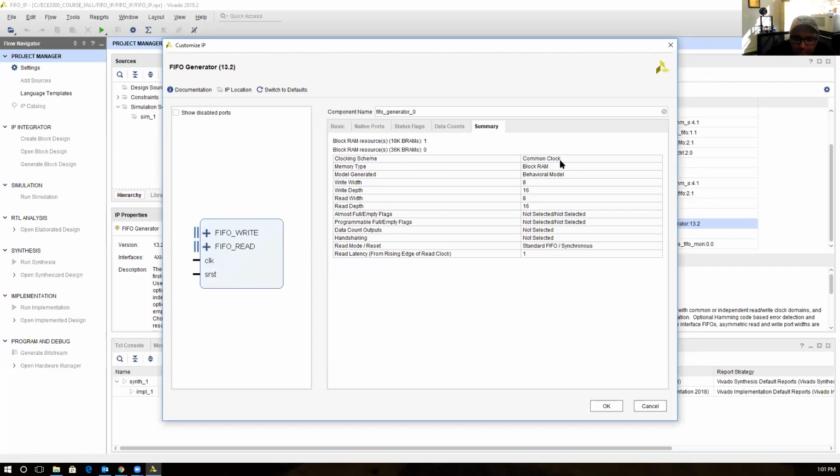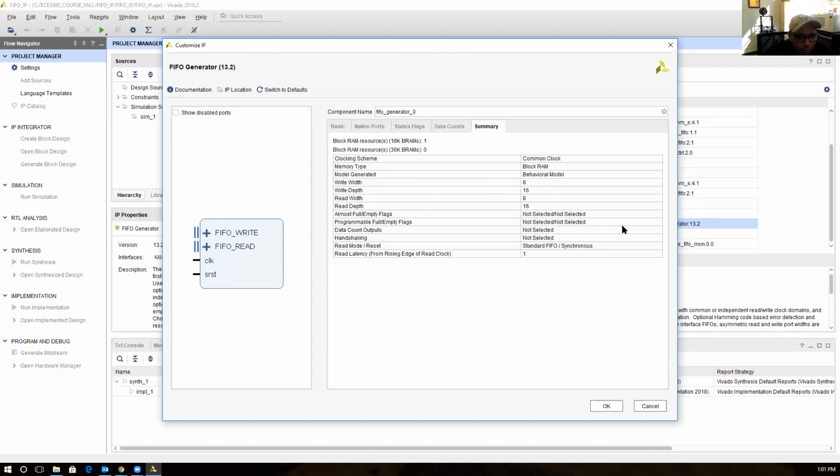So it's summary. I'm going to use a common clock. The implementation will be using block RAM. This is behavior modeling. The width of every single row inside this is going to be 8. The depth is going to be 16. For the read side, the same size: it's going to be 8 and 16.